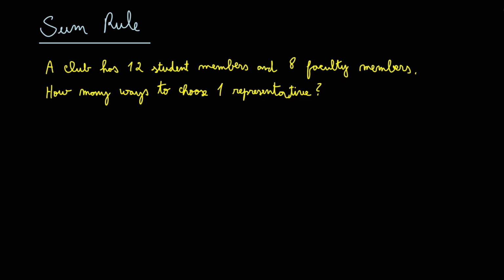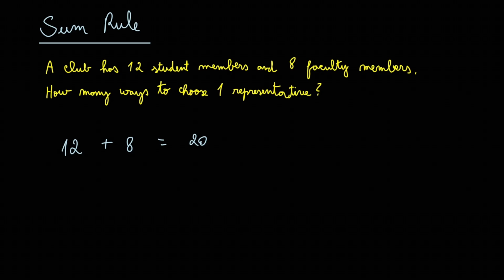These do not overlap. So we count the ways we can choose a student member. We have 12 of them, so we have 12 ways of choosing one. We count the ways of choosing a faculty member, which is 8, and we add them. So we have 20 options.